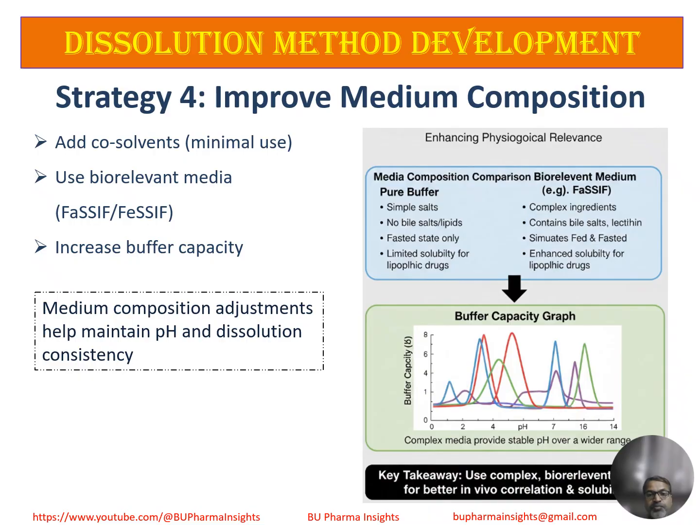Biorelevant media simulate GI fluid and often provide natural solubilization. Options include FaSSIF and FeSSIF, using higher buffer capacity to prevent pH shifts during dissolution. Co-solvents may be added, but only in minimal justified amounts.